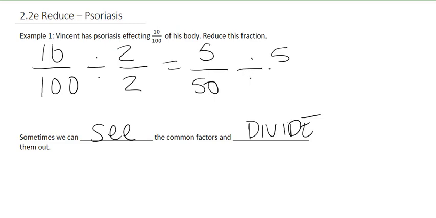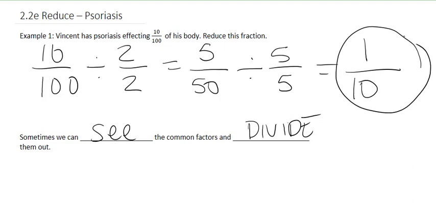So 5 divided by 5 is 1. 50 divided by 5 is 10. So we would say Vincent has psoriasis affecting 1/10 of his body. Let's look at another example.